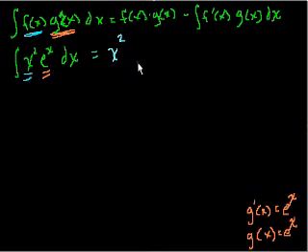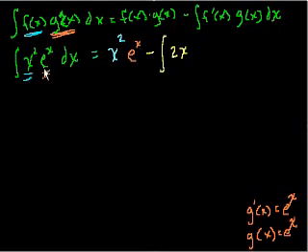I've taken the antiderivative. It just happens to be the same function, e to the x. And then from that, we subtract the integral. We take the derivative of x squared, so you get 2x, right? And then times the antiderivative of g prime of x.